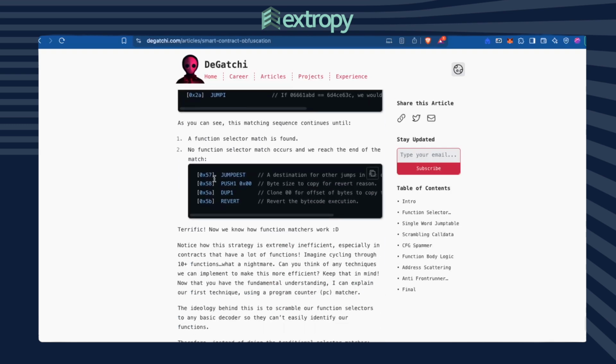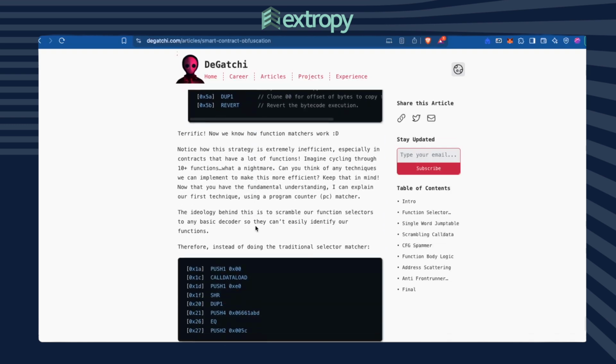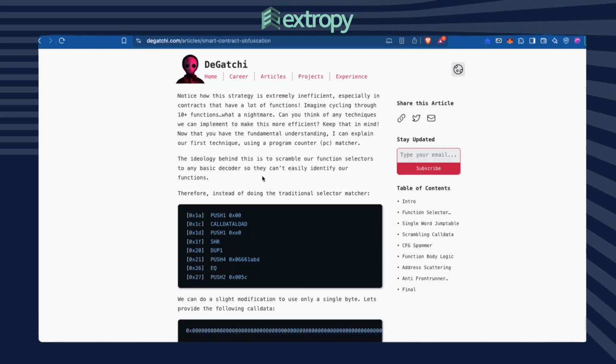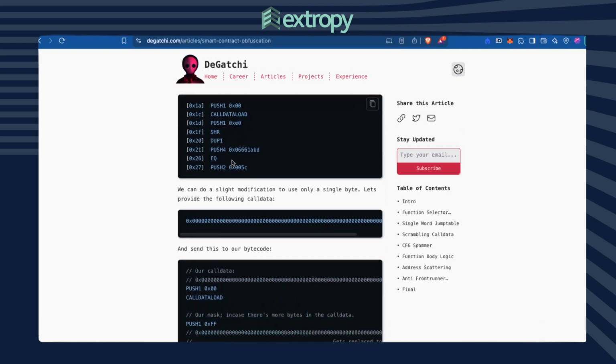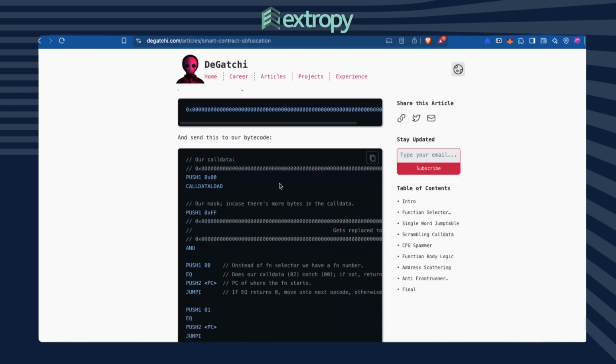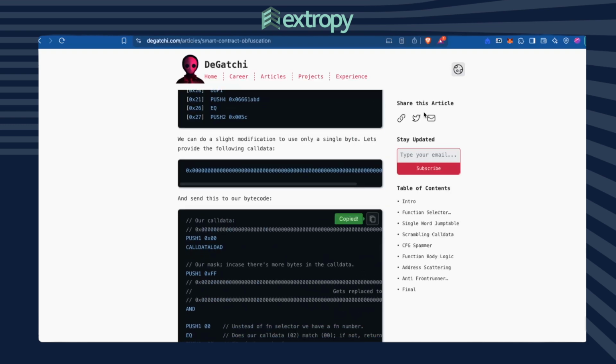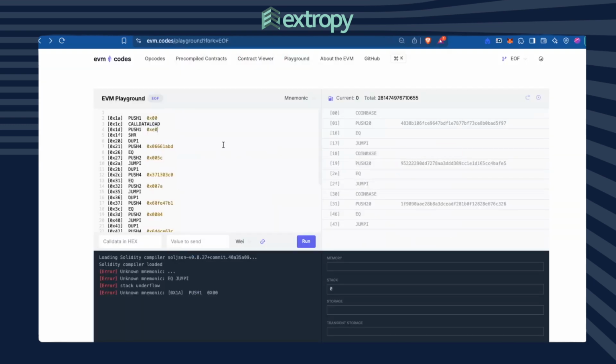I'm not sure. I can't run these because they've got these bits involved. But anyway, this is just talking about how function selectors work. What he's saying here is to do this in a different way and do this with a single byte. In fact, we can try this one, see if we can follow this one through.